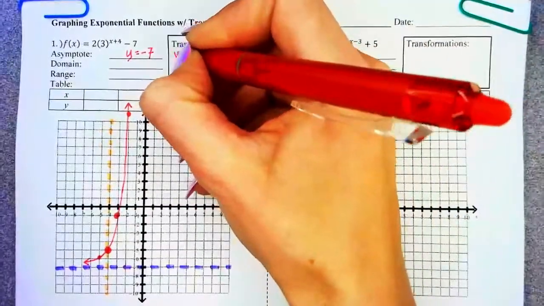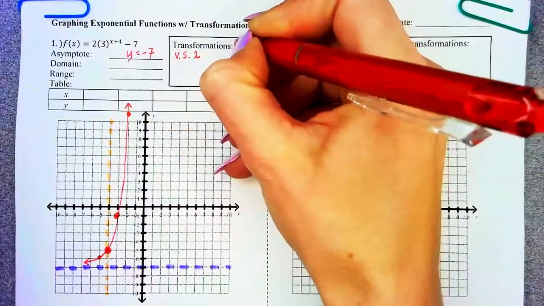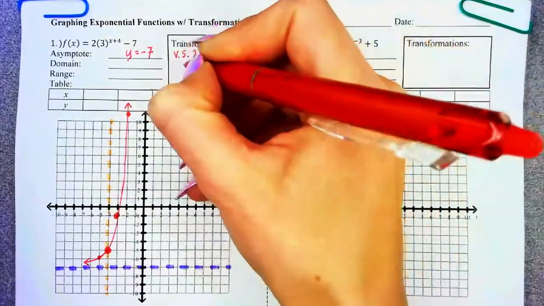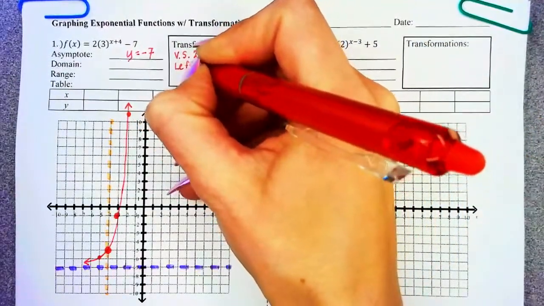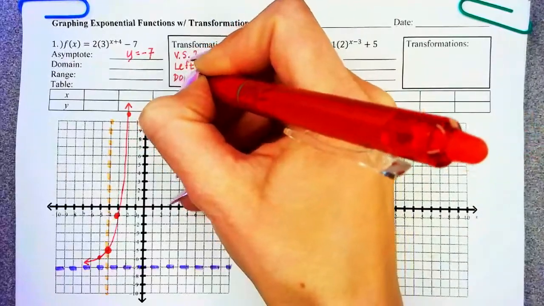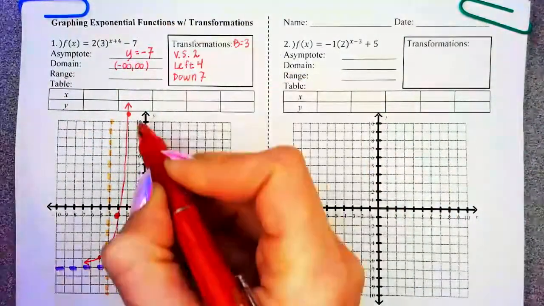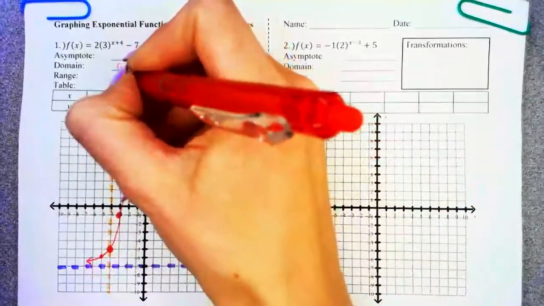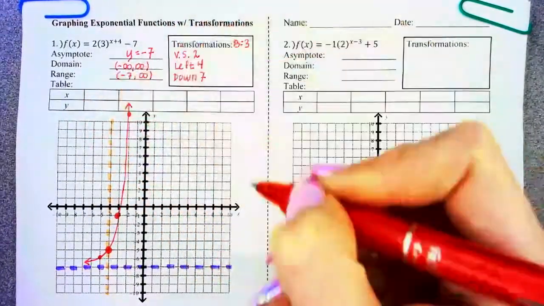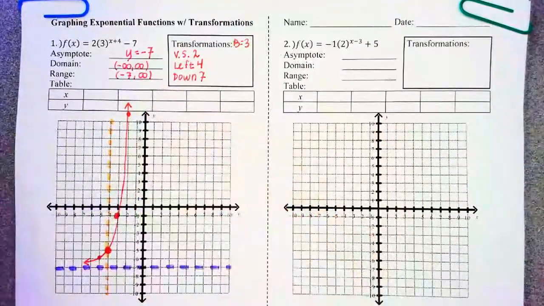Our transformations, we could really just write down that our base is 3. We have a vertical stretch of 2. We went left 4 and down 7. The domain for this first example is -infinity to infinity. The range, which goes from the bottom to the top, is from -7 with a parenthesis, since we never actually touch the y value of -7, until infinity.